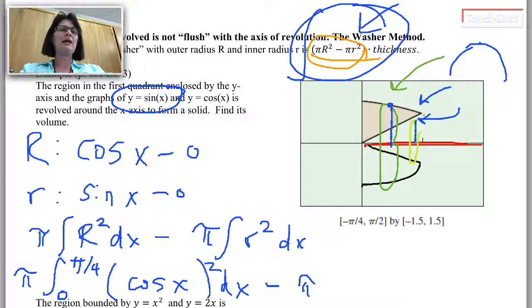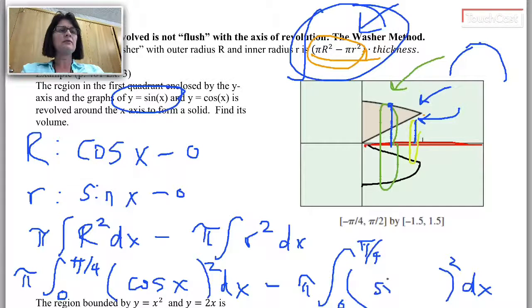minus pi integral, and my HOLE is going to have the same x limits as my WHOLE. Why did those words have to be homonyms? Pi over 4. And this is going to be little r squared dx. And little r in this case is sine of x. This is my expression for the volume of that solid.